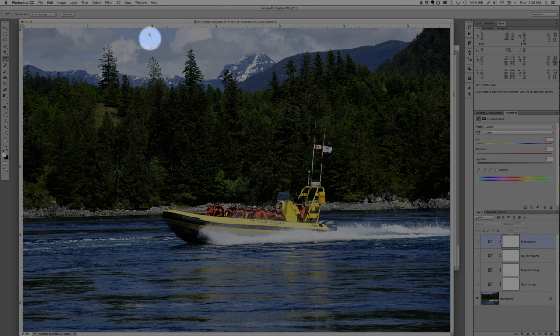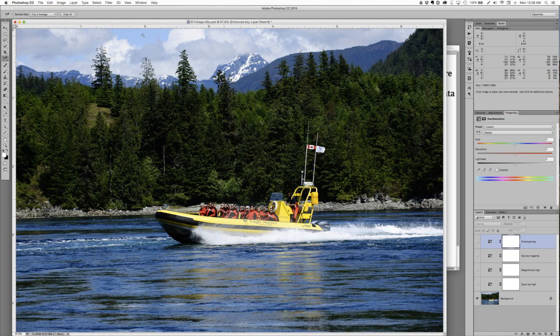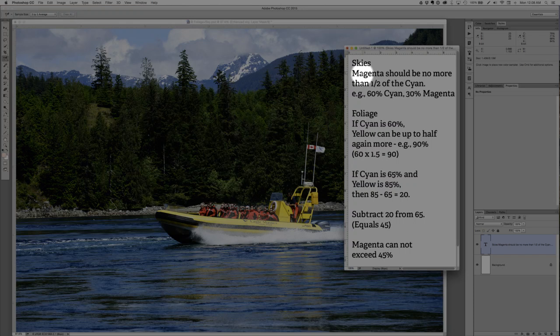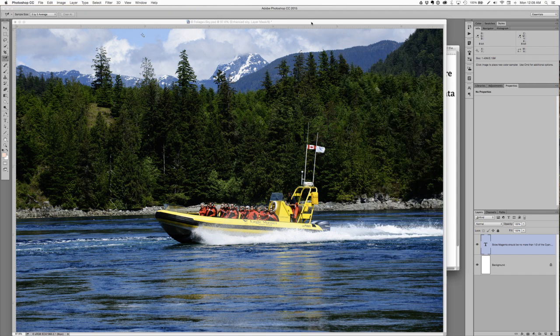Now, this is the file without any adjustments, and this file is in your folder for this week, week 4 in the Publishing 1124 class. The thing with skies is that the magenta should be no more than half the cyan. In other words, if the cyan reads 60%, then the magenta should be no more than 30%. So let's take a look at this file and see if it checks out.